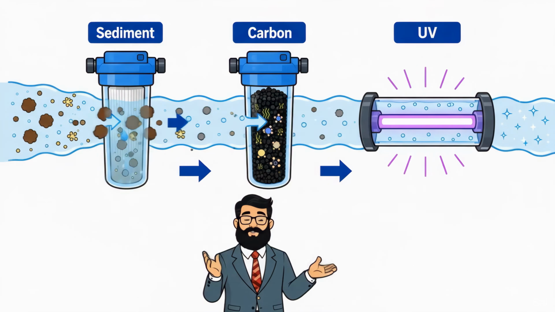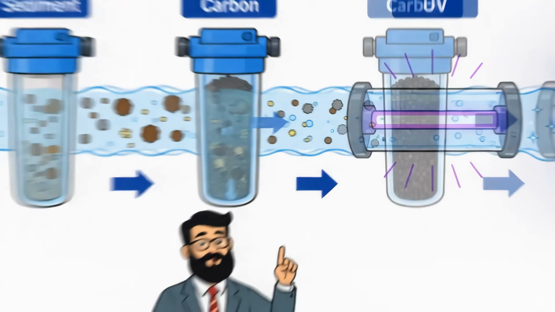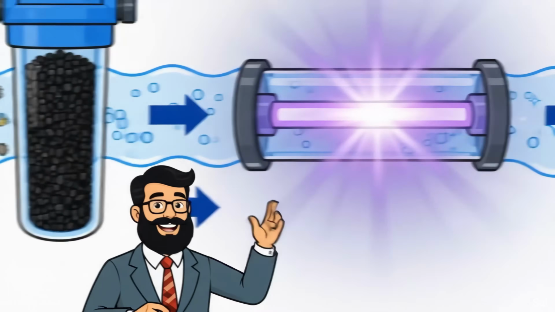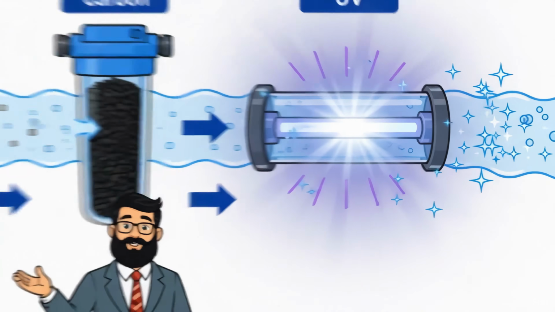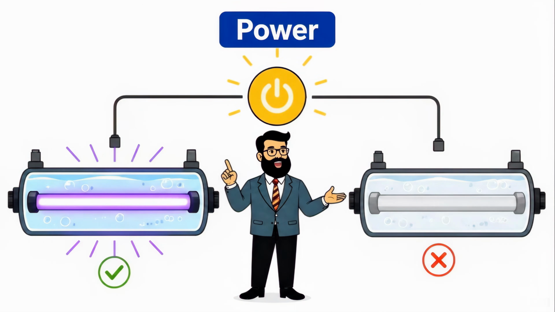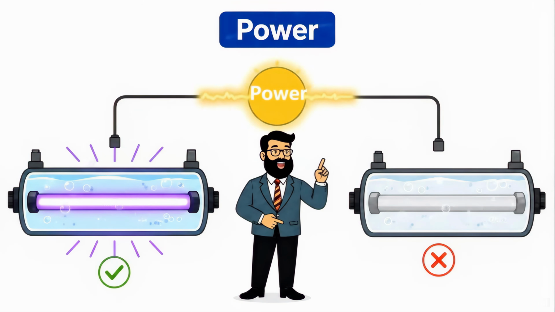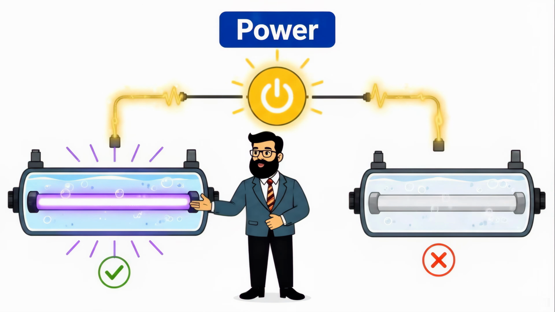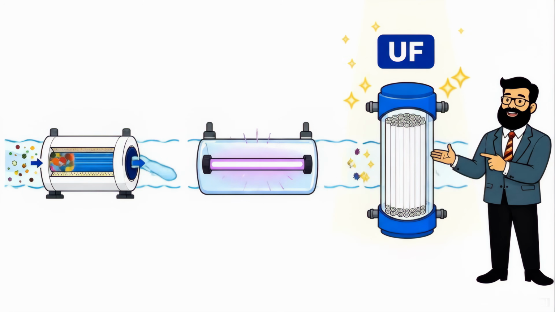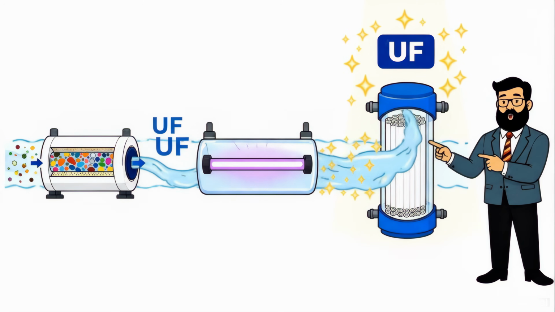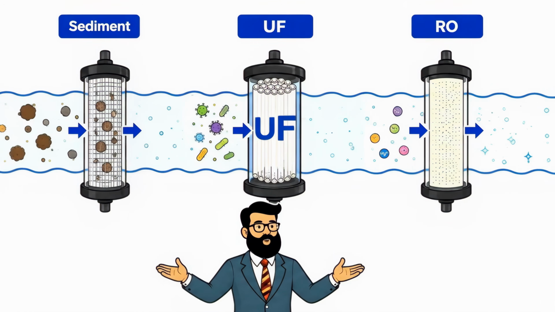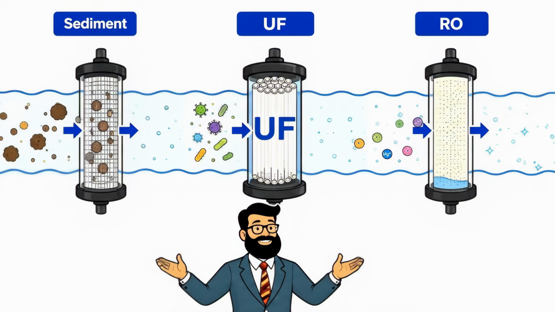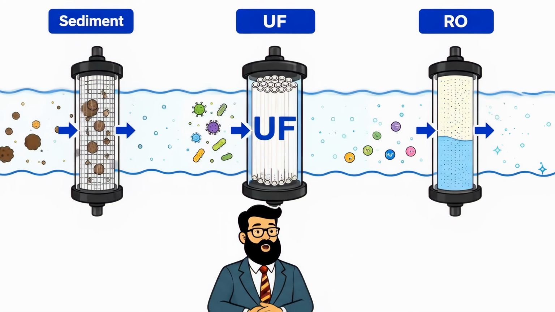Because of this, UV purifiers are always paired with pre-filters, like sediment filters, and activated carbon filters to clear the water before it hits the light. Like RO, UV requires a constant electricity supply to power the ultraviolet lamp. Our third technology is ultrafiltration, or UF. You can think of UF as a middle ground between a basic sediment filter and a heavy-duty RO membrane.